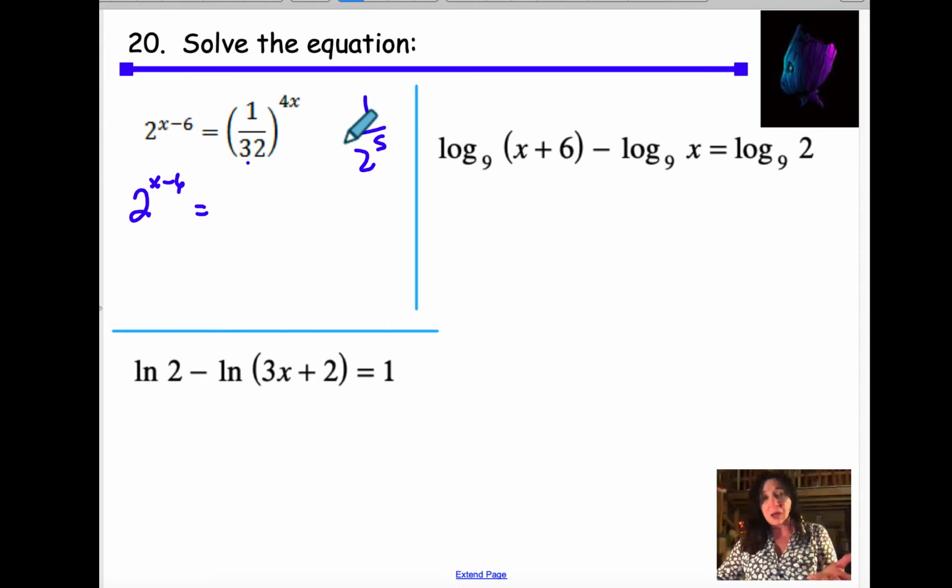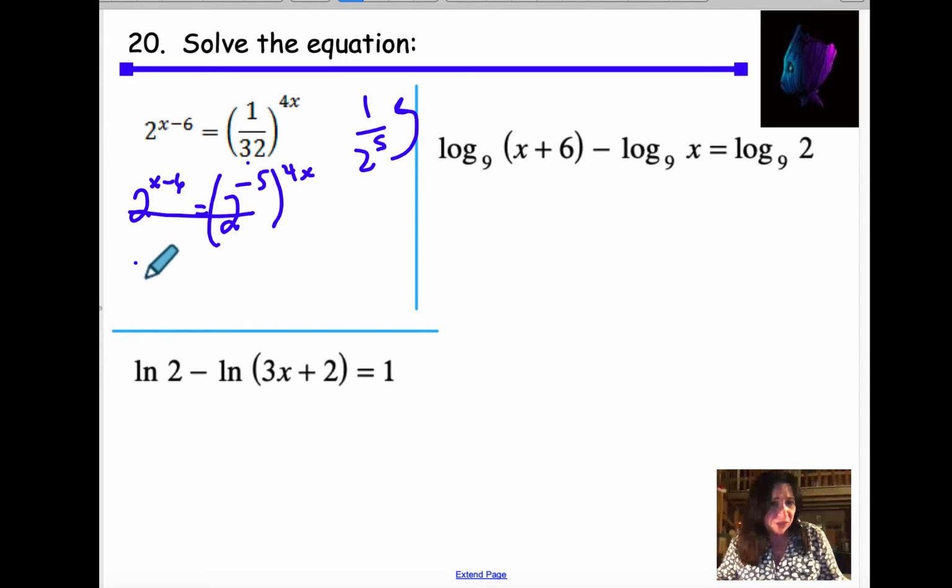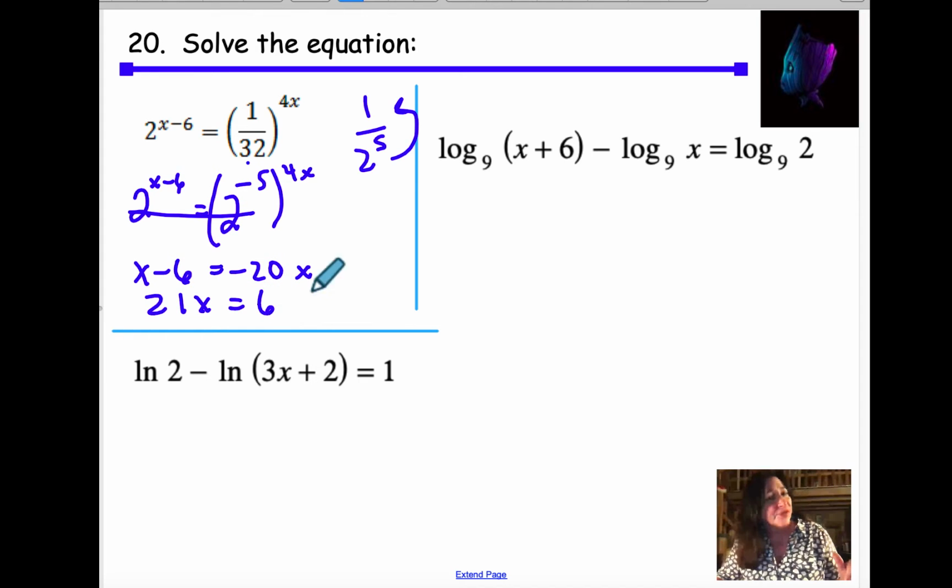But in order to not log, and in order to set my exponents equal to each other, because my bases are the same, the bases have to be on the same level. So that means that this 2 to the 5th power needs to be brought up. So that's going to be 2 to the negative 5th. See that? But that's also to the 4x power, right? So bases are the same. I'm going to set my exponents equal to each other. I have x minus 6 equals 5 times 4, negative 20x. I'm going to add 20x to both sides. I'm going to get 21x. And that equals 6. And then we're going to get x equals 6 over 21.